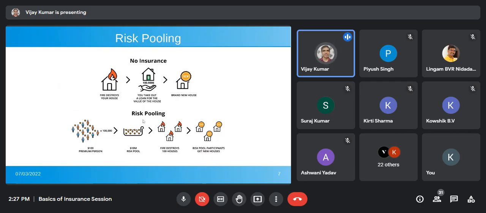So suppose there are 1 lakh people who are taking this insurance, and some casualty happens for a few of them. Then we can easily take the money out of this pool and give it to them, and they can build a new house. This is the simple concept of insurance. I think I've simplified it enough. Any questions on risk pooling?